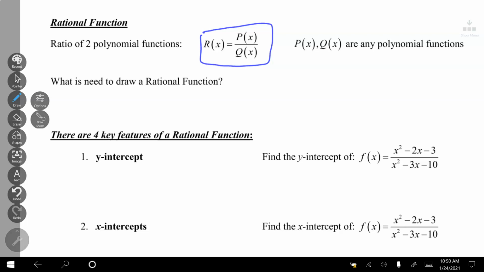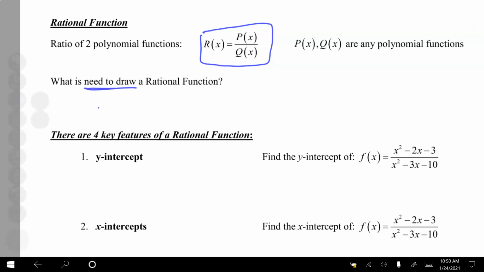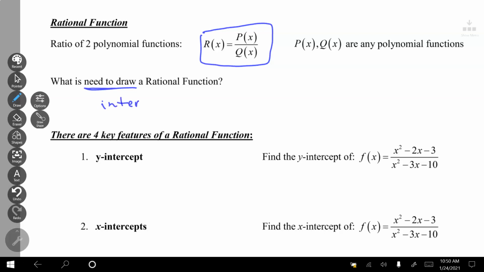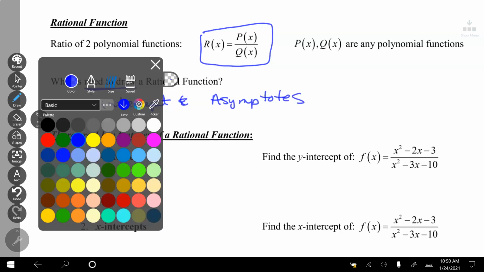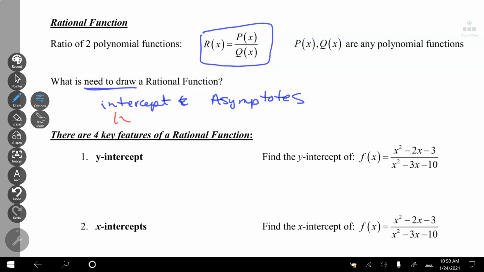So what do I need to draw a rational function? Well, what did we do on the other page? All we needed were intercepts and asymptotes. That's all I needed. I needed x and y intercepts and vertical and horizontal asymptotes. So those are the four key features we're going to talk about today.